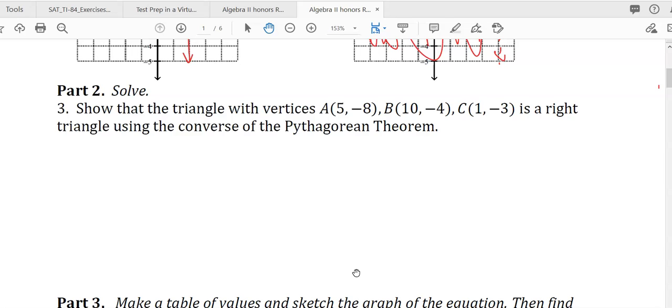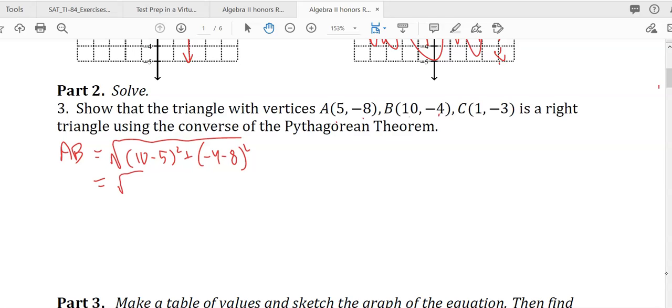So this one, certainly could draw it. I'm just going to kind of figure it out algebraically. So the distance AB, using the distance formula, would be, so that's 10 minus 5 squared plus negative 4 minus 8, which is, let's see, that'll be square root of 5 squared, which is 25, plus negative 12 squared, which is 144. So that's, sorry, equal to the square root of, I guess, 169, which is 13. So the first distance we have there, AB, is 13.